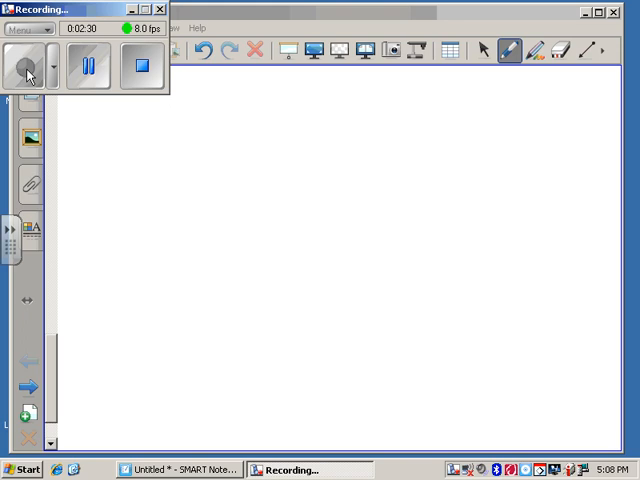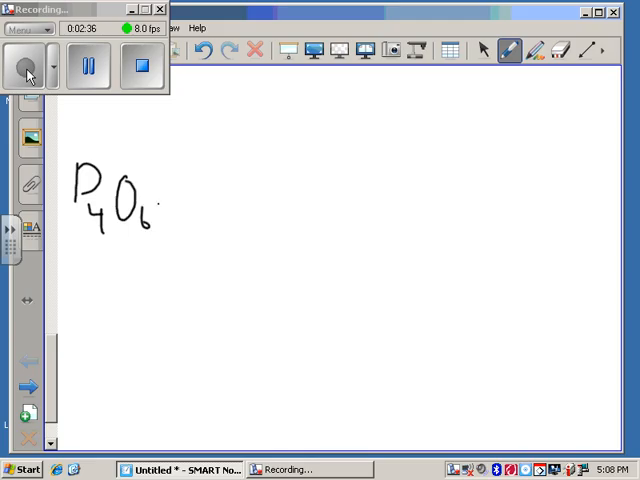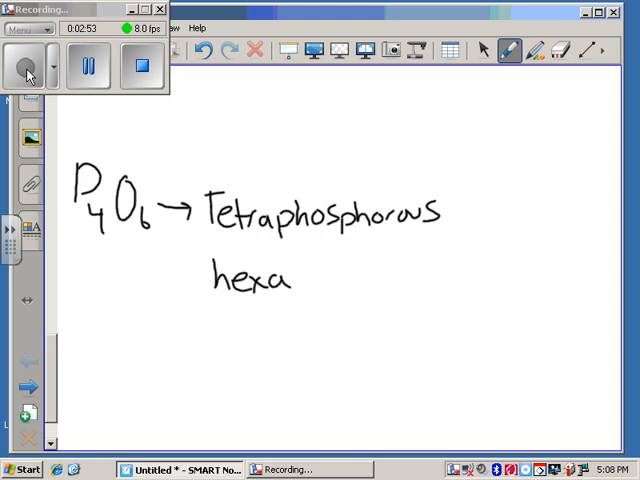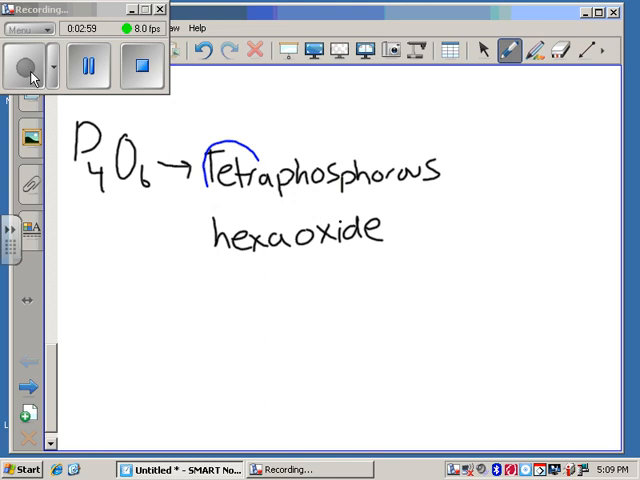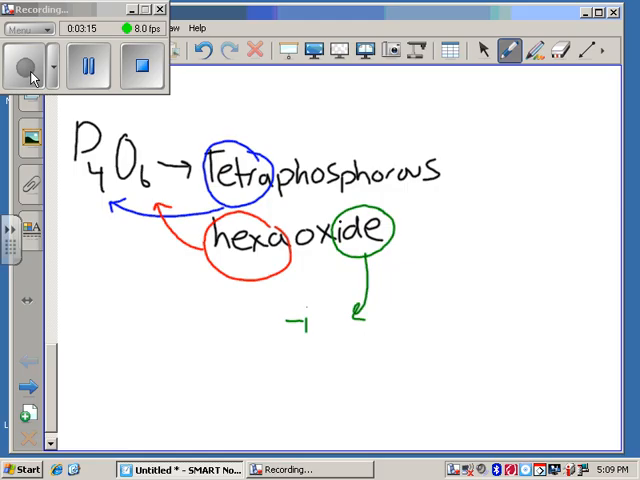All right, so now we're going to work on one more example. It's going to be P4O6. So the name of this compound is tetraphosphorus hexaoxide. And we see again that this tetra came from this 4 underneath that P. The hexa came from the 6 underneath that O. And we added that suffix "ide" to the end of that second element.